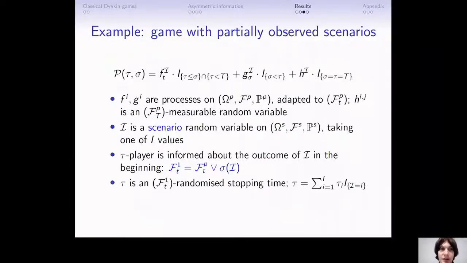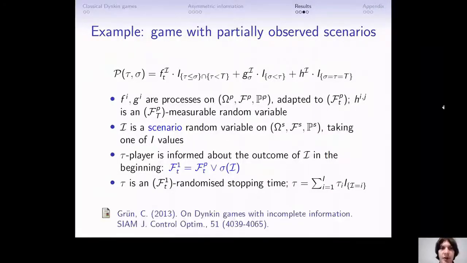And this particular structure of the filtration allows to decompose the strategy in the following way. Essentially, tau_i is the strategy that tau player applies if she observes that capital I equals small i. The game fits our general framework described above, and the value of the game exists thanks to our results. We know that the game is very similar to the Markovian game studied in this paper.